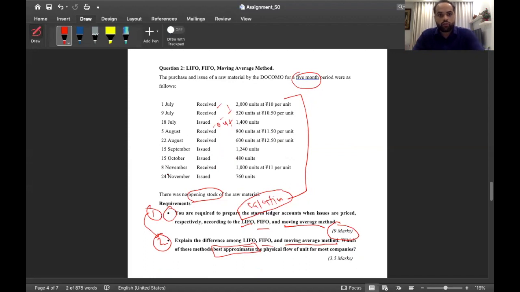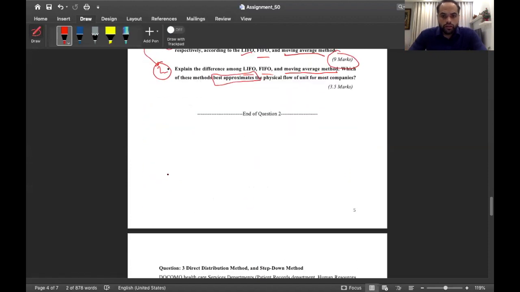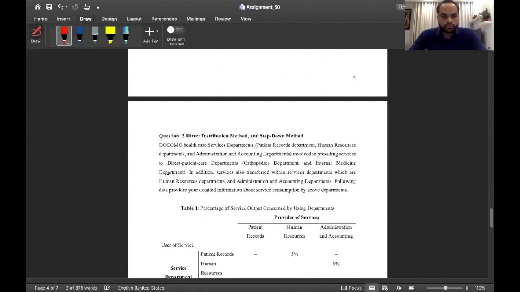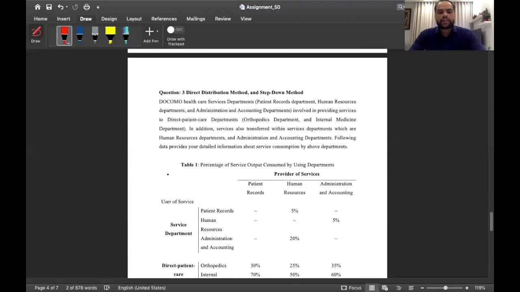No questions, so we move on to question 3. Question 3 is about the direct distribution method and the step down method, which means allocation of service department costs to the production department, right?